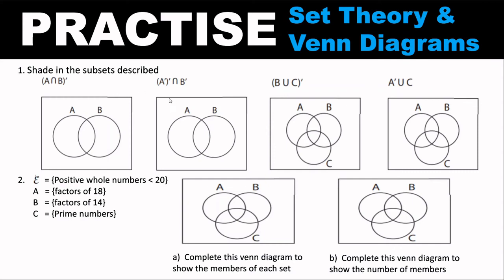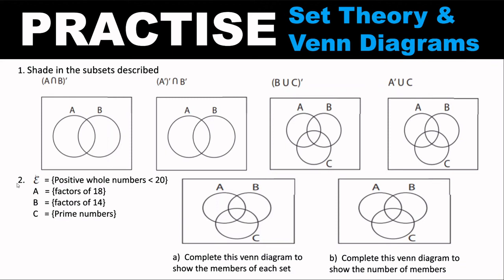For this next diagram, be careful, because here we've got not A, and outside of that, I've got another not. What's not A? Not A intersect not B. Think of how you're going to shade that in. Or here we've got B union C with the not outside, so not B union C, or not A union C.